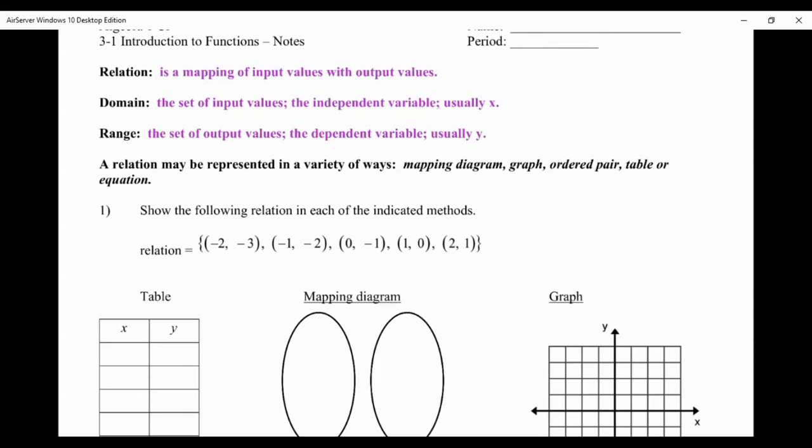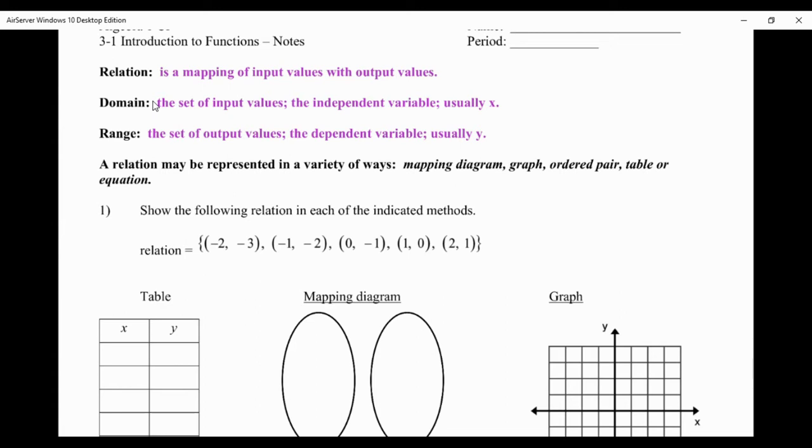These are the notes for 3-1, an introduction to functions. I've filled out the vocabulary for you already, but we have 3 vocab words to start: relation, domain, and range. A relation is a mapping of input values with output values. Any ordered pair or any set of data that's mapped with another set is considered a relation.